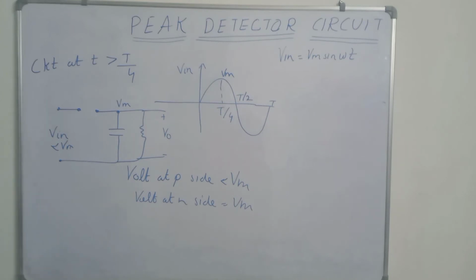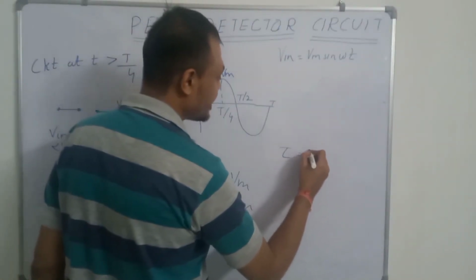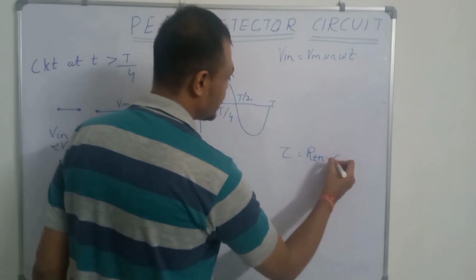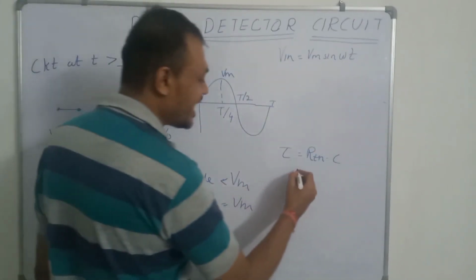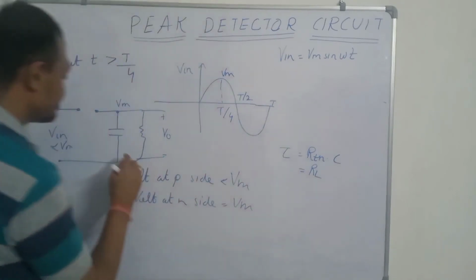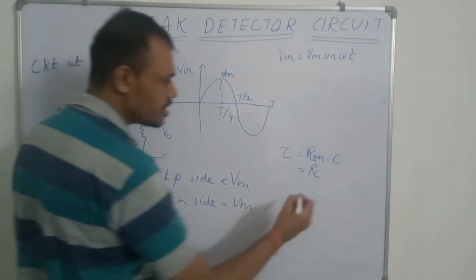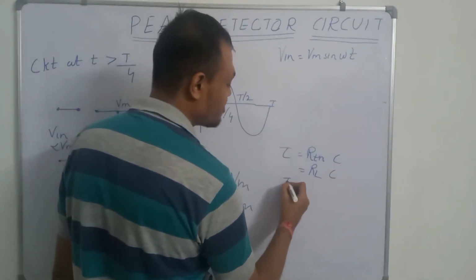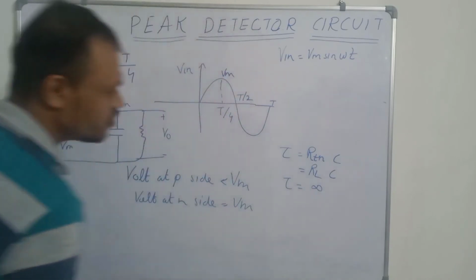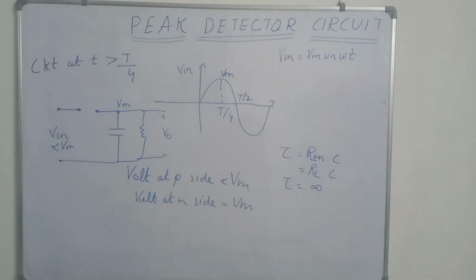So the time constant of the circuit is tau equal to RTh dot C. Now the time constant of the circuit is RL times C, because the Thevenin resistance is RL now that the diode is cut off. So the time constant will be infinite because we have assumed that RL is infinite, or very high. So the time constant is very high.